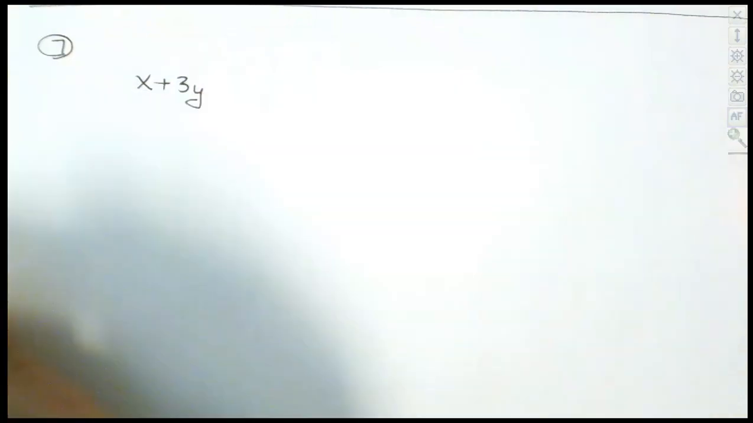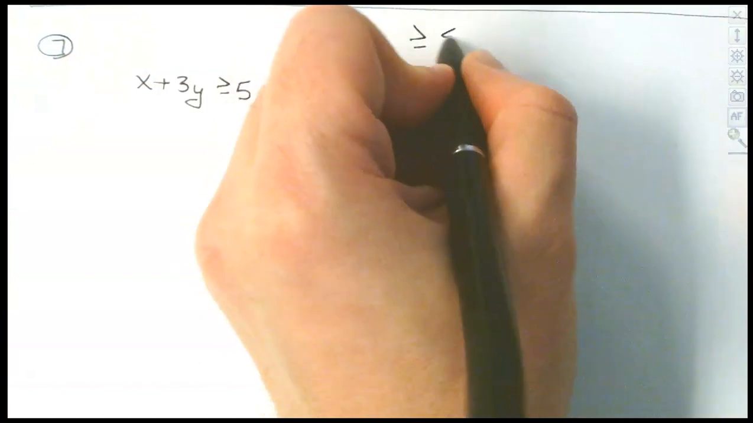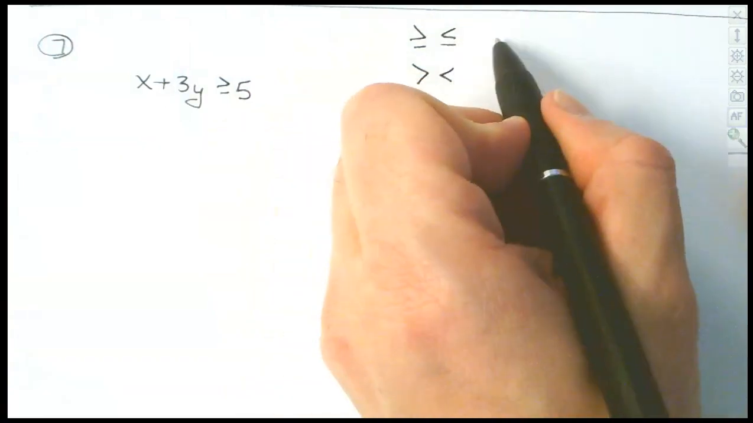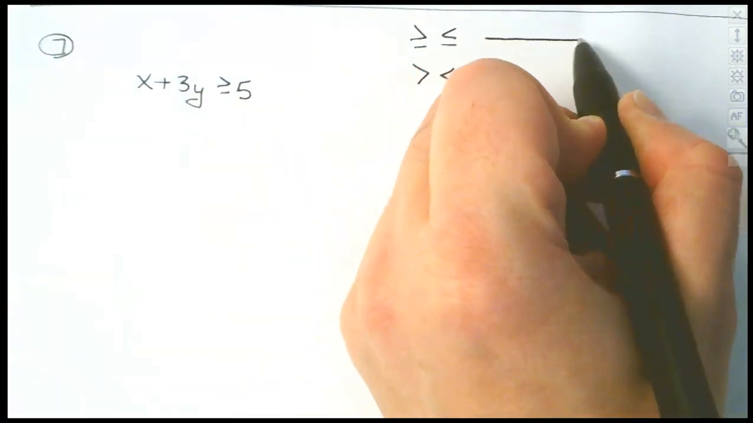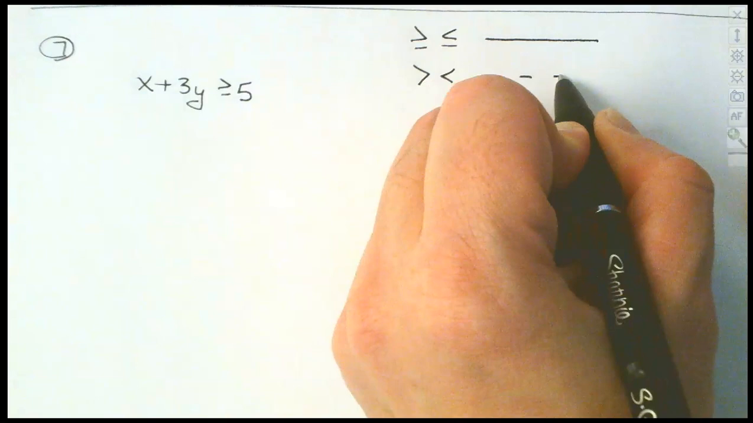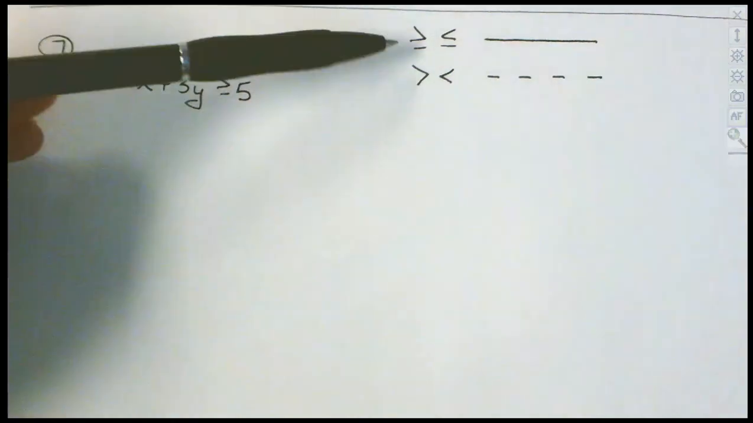So question 7, we're going to have to graph this line, and we've got x plus 3y is greater than or equal to 5. Now, first off, let's remember a little bit about our lines. Greater than or equal to, less than or equal to, well, those are going to be represented by a solid line. Strictly less than, strictly greater than, those are going to get a dotted line. So when we look at ours, it's going to be represented by a solid line. So that's the first thing we notice, is it has to be a solid line.